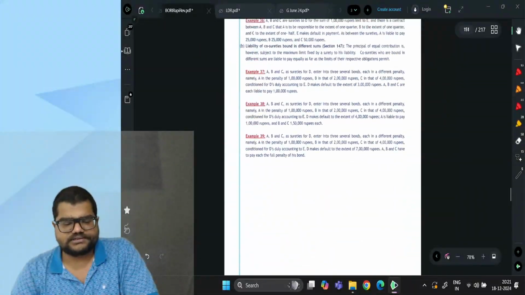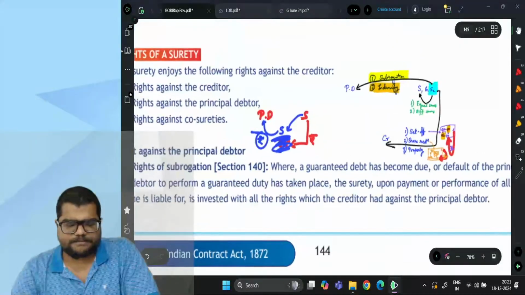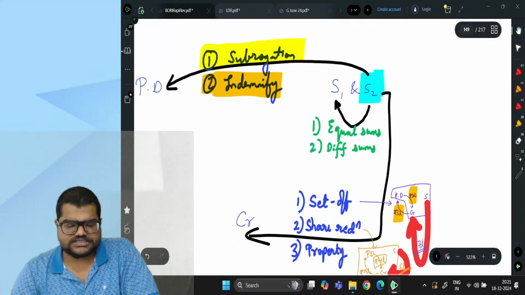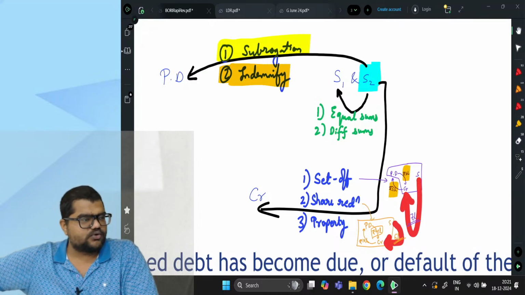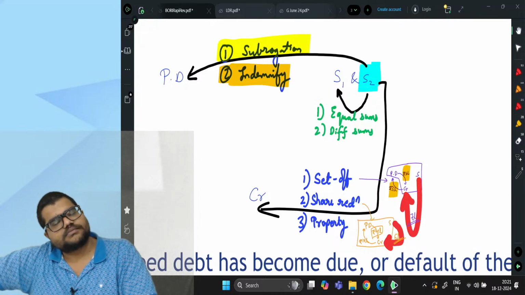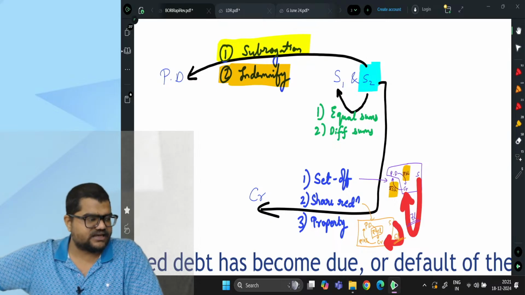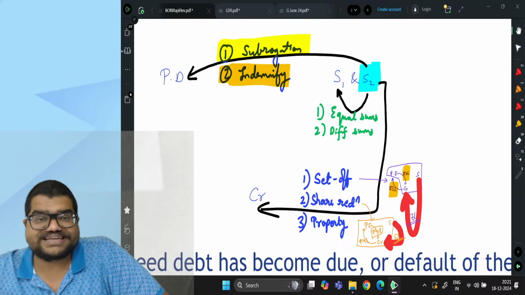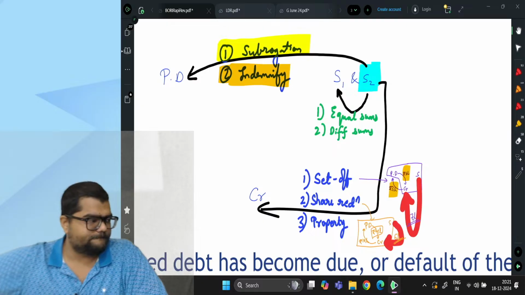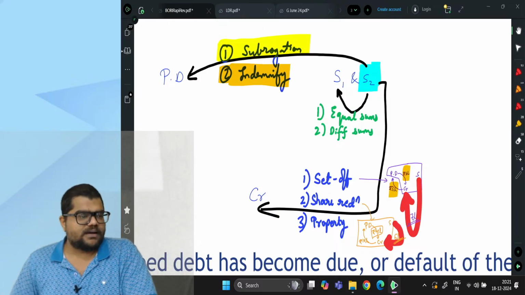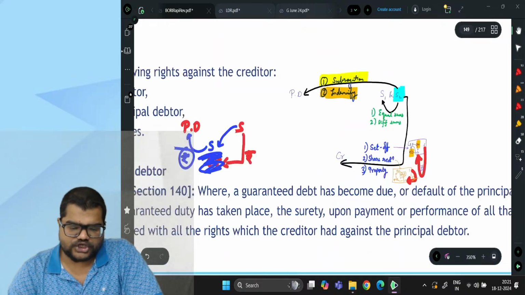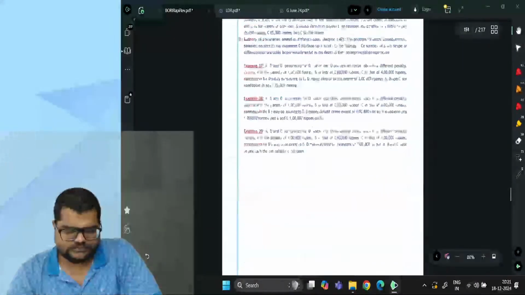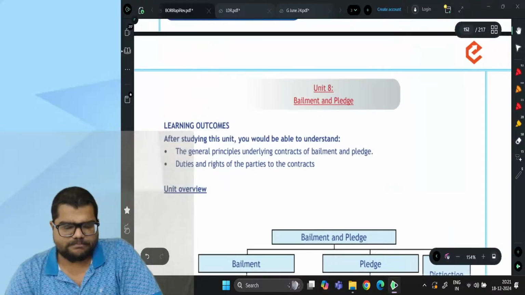The whole of it. Just one diagram to help you understand the whole concept. And unit number 7 is done already. Moving forward with unit number 8, which is bailment and pledge.